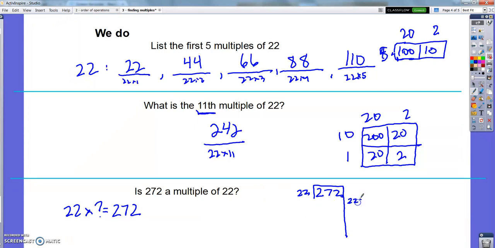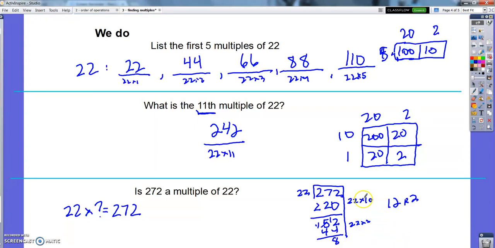I'm going to do like 22 times 10. 22 times 10 is 220. That leaves me with 252. I can probably in my head do 22 times 2 is 44. And that's going to leave me with 8. And I can't make any more groups of 22, so I got 12, remainder 2. So that means it is not a multiple.